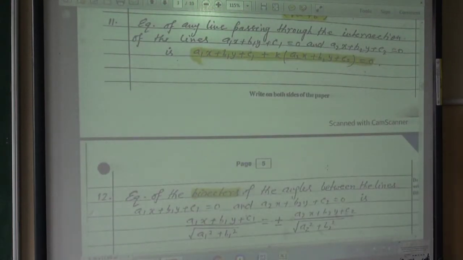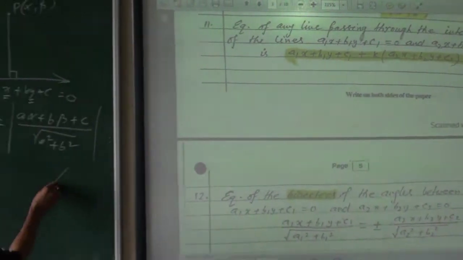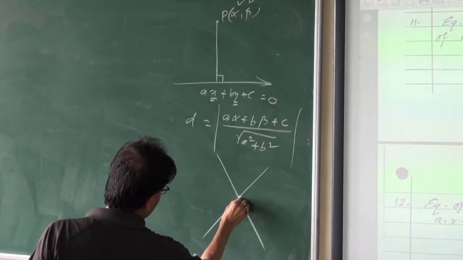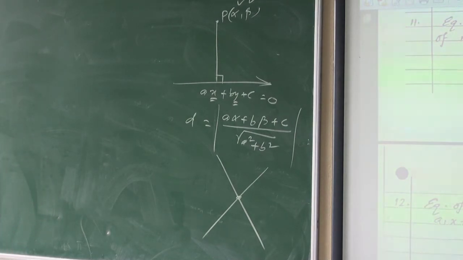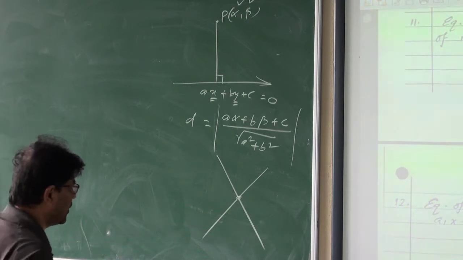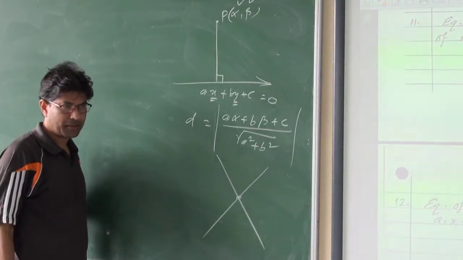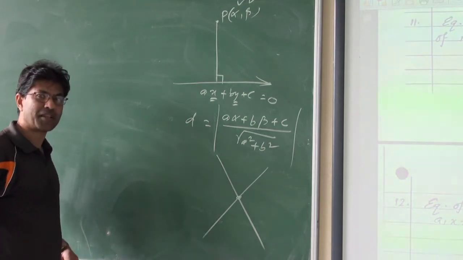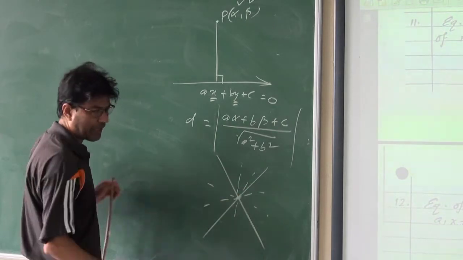Next is the equation of any line passing through the point of intersection of two lines. This is one line, this is another line. This is the point of intersection. How many lines can you draw passing through this point of intersection? The point of intersection of these two lines is this point. How many lines can you draw passing through it? In normal time, different students would have given different answers. I know that. Some will say 5, some will say 10. How many lines can you draw passing through this? Infinitely many lines we can draw.